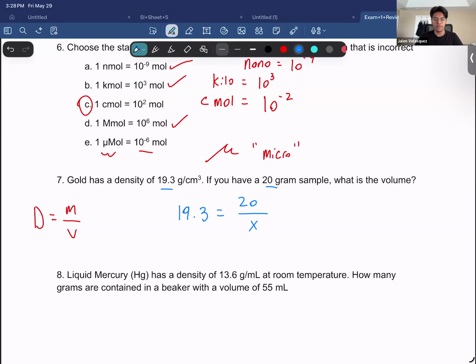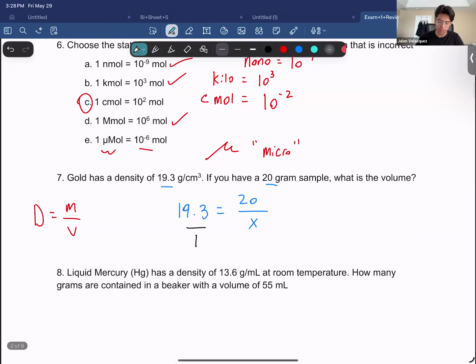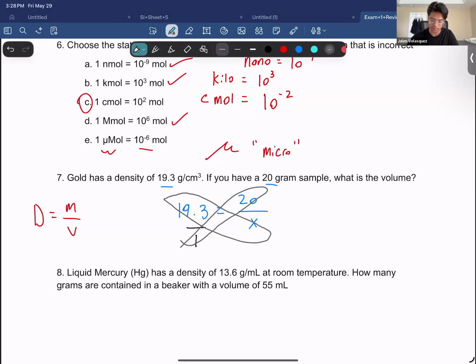So to solve for an unknown variable in a fraction, we can just cross multiply, right? So this 19.3, I can just put it over 1, because any number over 1 is just itself. And like the name implies, we're going to cross multiply. So we'll do 1 times 20, and we'll set that equal to the 19.3 times x.